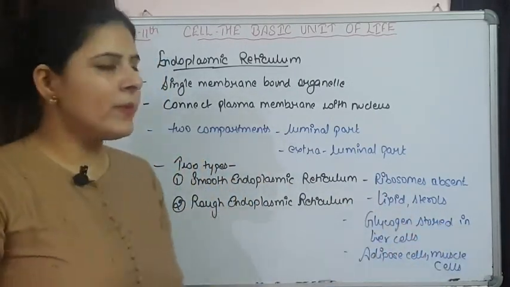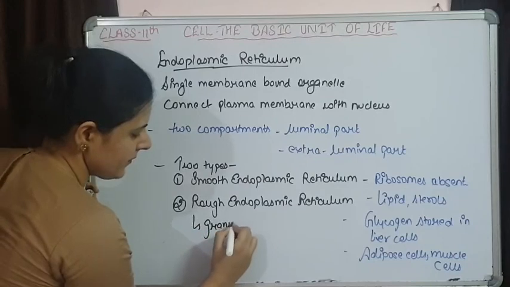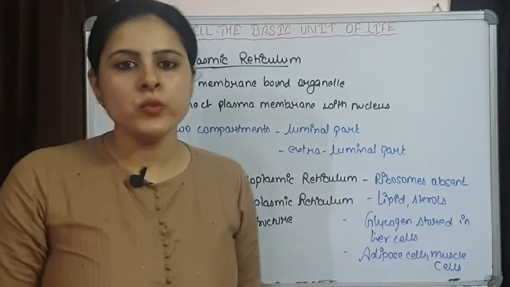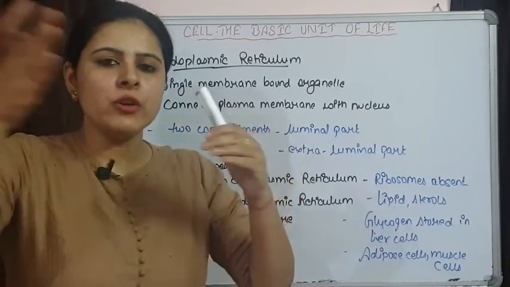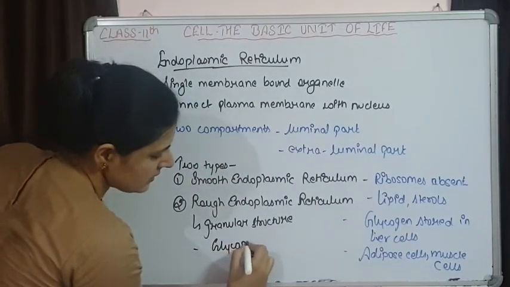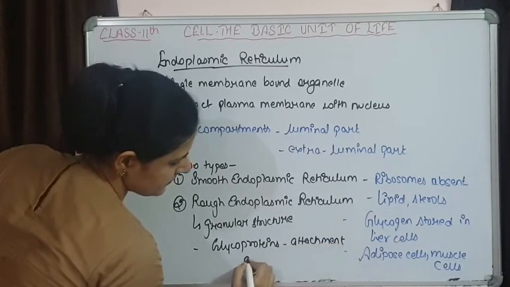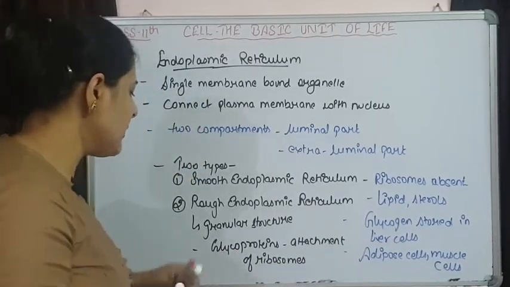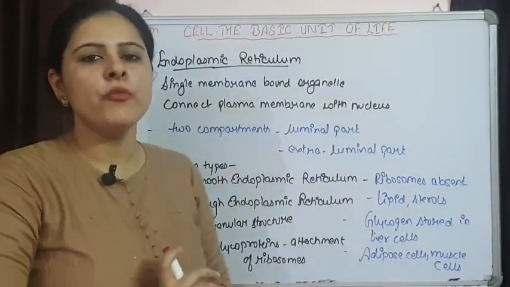Now the second, the rough endoplasmic reticulum, appears rough or has a granular structure just because it has ribosomes on its surface. These have some glycoproteins that are involved in the attachment of ribosomes on their surface. So glycoproteins are present for attachment of ribosomes. And we know that ribosomes are the protein factories. So what function is the rough endoplasmic reticulum going to perform? It will be involved in the synthesis of proteins.